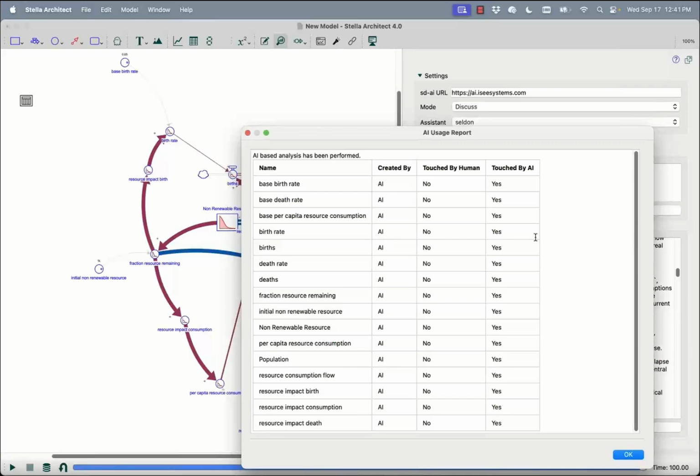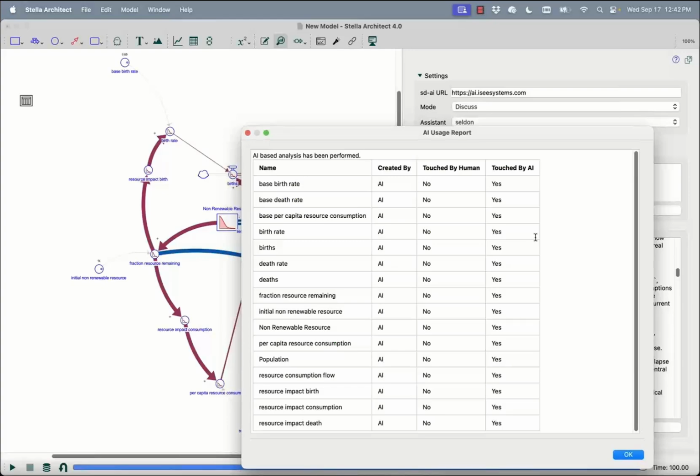This information is stored in a cryptographically secure manner inside of the model file. If tampered with, this AI usage report will report that tampering. This AI usage report only works in Stella 4.0 moving forward. So if you take a model from 3.8 or 2.0 or some other historical version and bring it in, Stella will not be able to report the pedigree of the model.